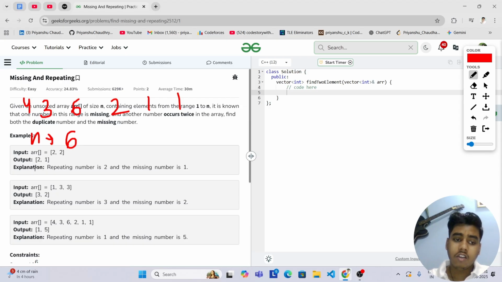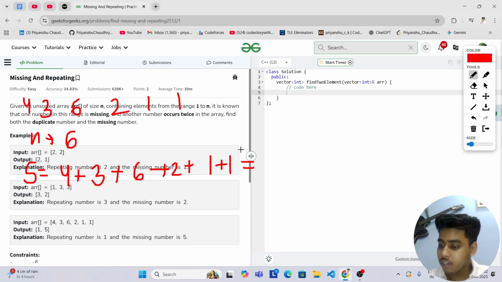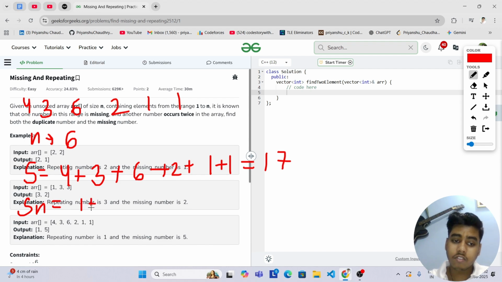Let's see how I am solving this question. So what if we find the sum of this whole array? The sum of this whole array will be 4 plus 3 plus 6 plus 2 plus 1 plus 1. I have calculated this already. The sum is 17. And the sum of first natural numbers, what is it? This is 1 plus 2 plus 3 plus 4 plus 5 plus 6.